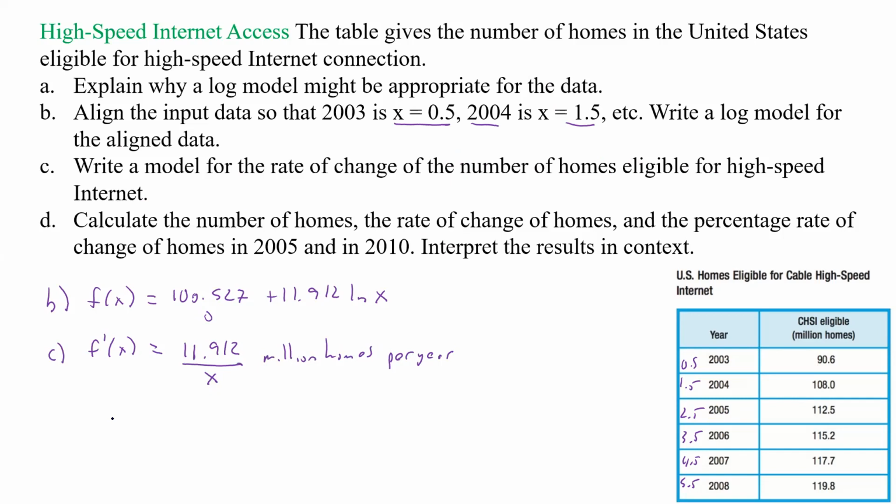I'm not going to write all that, but that's going to be the model I use for the rate of change. Now, D asks us to calculate the number of homes, the rate of change of homes, and the percent rate of change of homes in 2005 and 2010, and then interpret the results in context. So we've got multiple items we have to do here. Okay, so number of homes. Well, that's just going to be f of the number of years since 2003, and we want it in 2005, so that would be a 2.